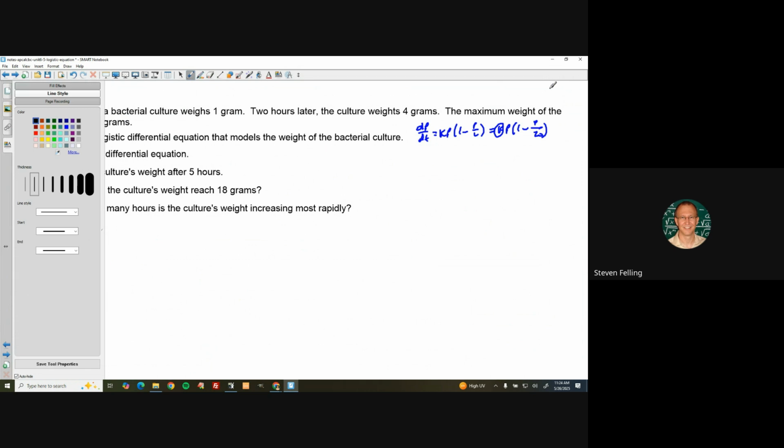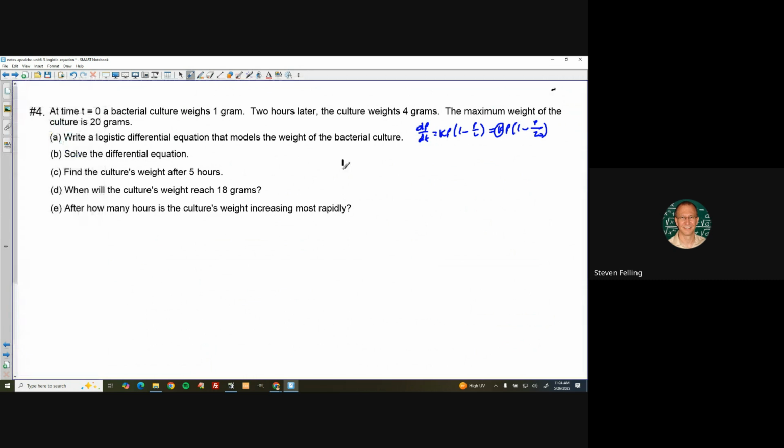So for part B, I know the general form of this solution we've memorized as P is the carrying capacity over 1 plus C e to the minus kt. And that's the general form. And now I'm going to make a little table, times and populations. At time t equals 0, this weighs 1 gram. 2 hours later, so that time is in hours, the culture weighs 4 grams. So by using this, I can figure out the population is 1 when, let's see, the carrying capacity is 20, so I can fill that in. 1 plus C, we don't know, e to the negative k times 0. So that's 20 over 1 plus C, because e to the 0 is 1.